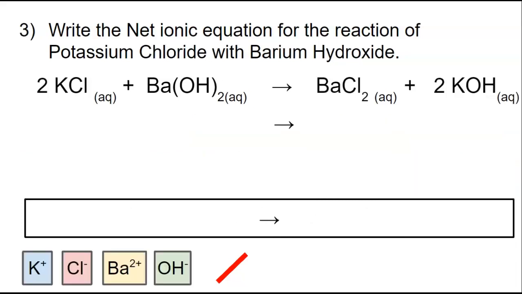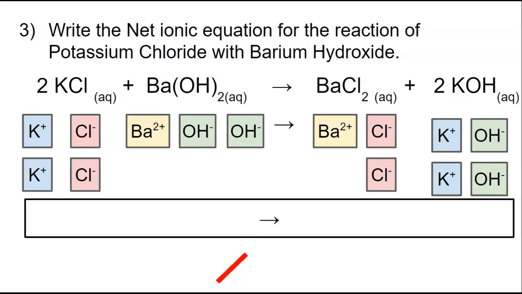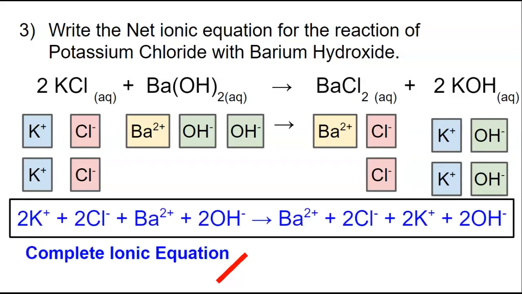So again, split things that are ions, that can be split into ions on both sides. Pause the video now, and when you press play again, I will show you what that looks like. If you want to see what the complete ionic equation will look like written down, this is what it looks like. Now go ahead and cancel anything that can be canceled out.